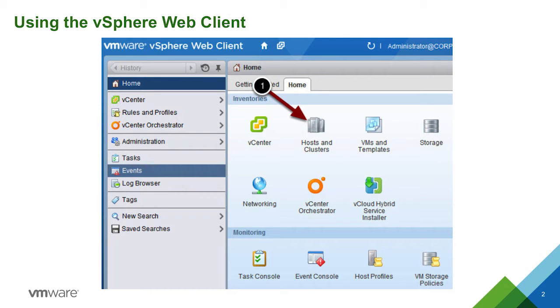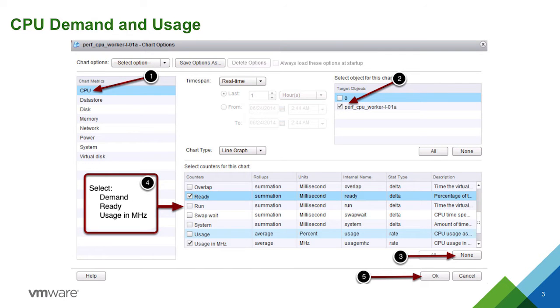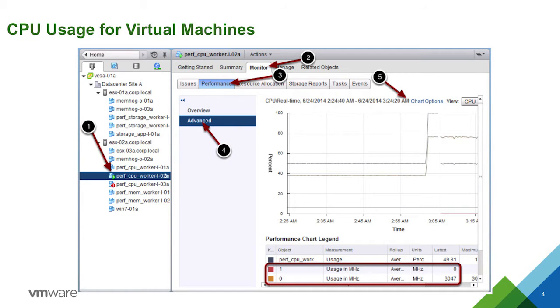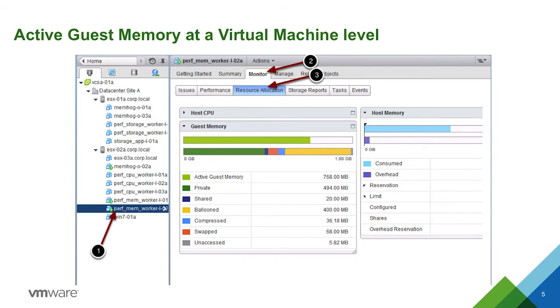From here, we are selecting the hosts and clusters. For CPU, what is important to see is the overall usage of your running VMs. Here we have selected a particular VM, and we're now adjusting the chart options. The end result is an overall CPU usage for the selected VMs. But it's memory that is often the most important driver in making the right vCloud Air capacity decisions.